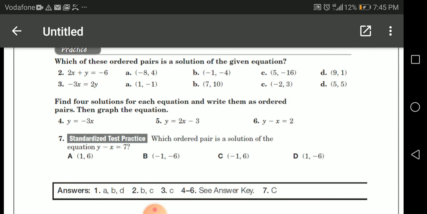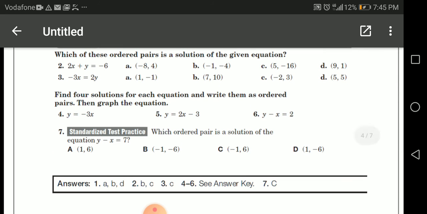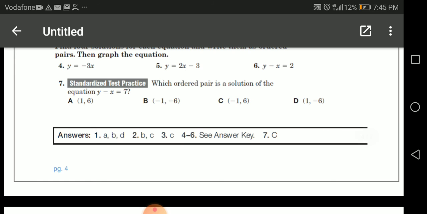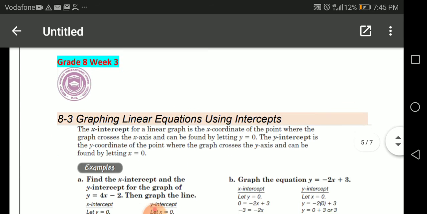Okay, and he gives you here which of these ordered pairs is a solution for the given equation. Please do this as homework. It's very easy. Okay, guys, let's continue. Let's move to another lesson now.